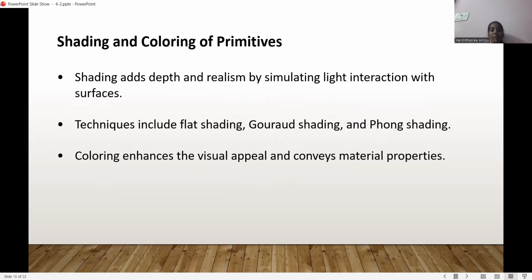Techniques include flat shading, Gouraud shading, and Phong shading. Coloring enhances the visual appeal and conveys information.